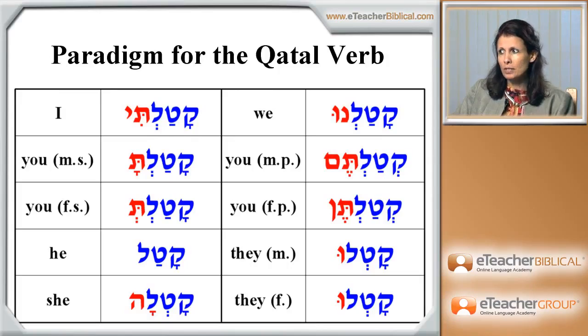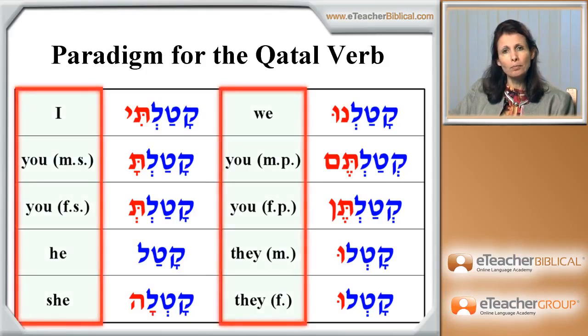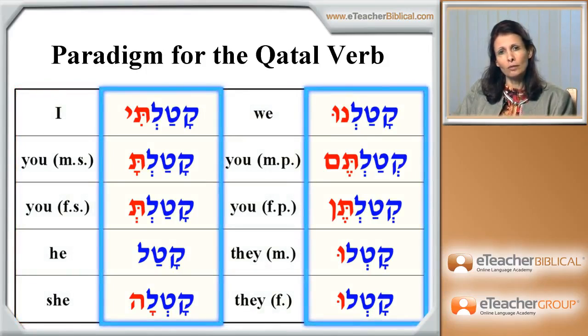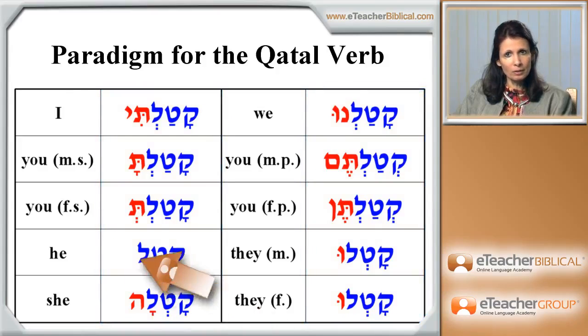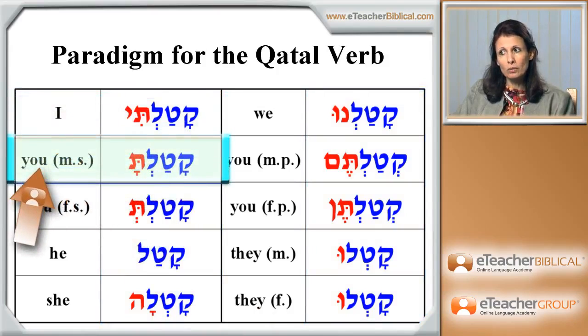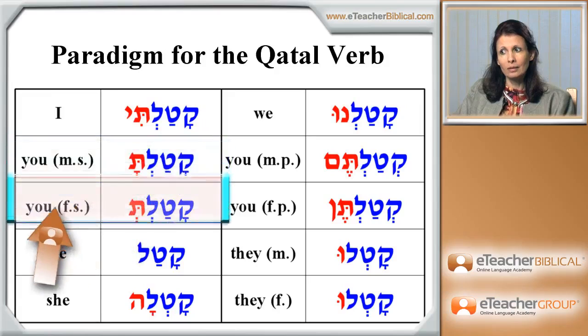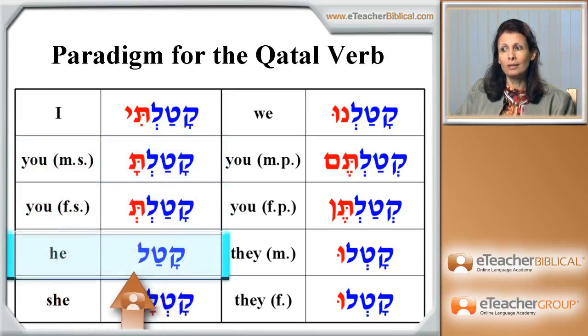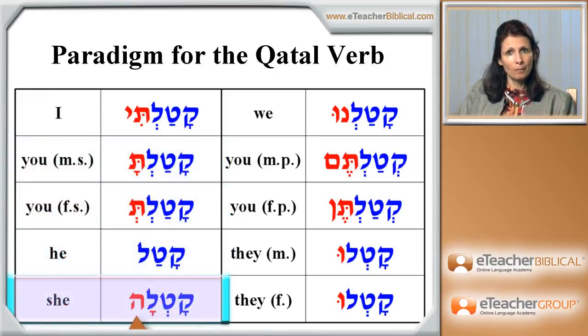Look at the chart here of this pattern. You can see that the pattern is going to show you each one of the persons, because each person is going to take its own different pattern. So if I want to express a verb in this pattern, for I would say katalti. You masculine singular, katalta. You feminine singular, katalt. He katal, she katla, etc.